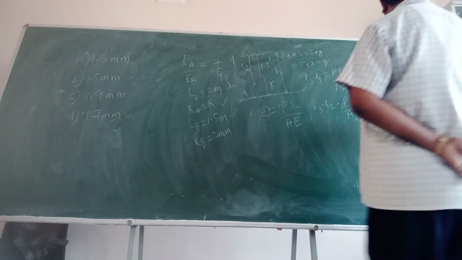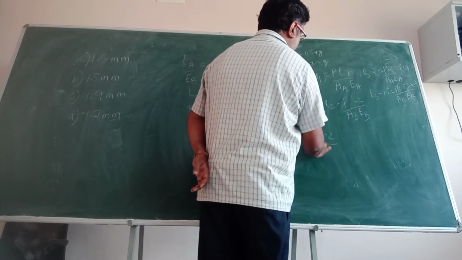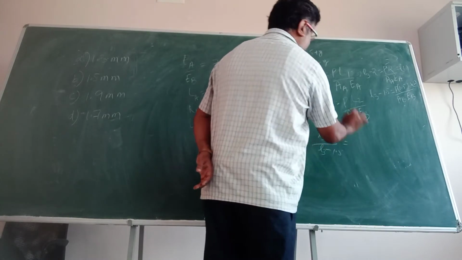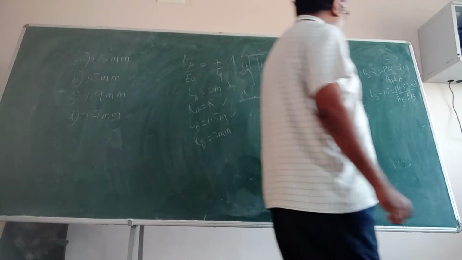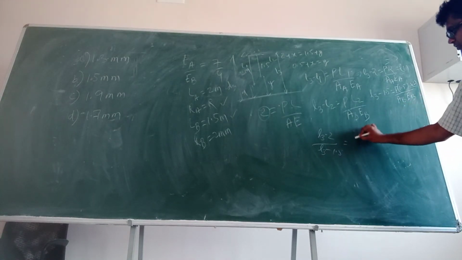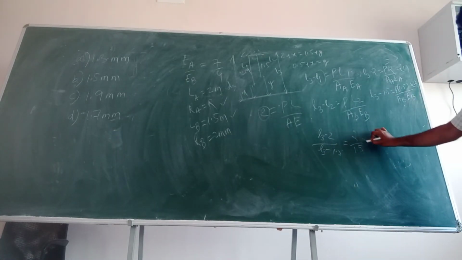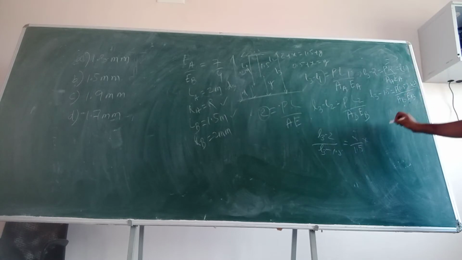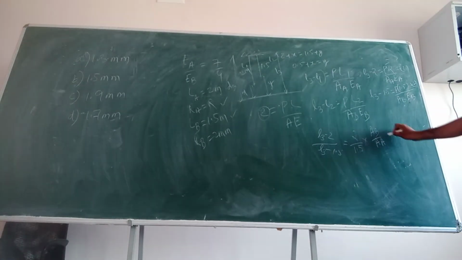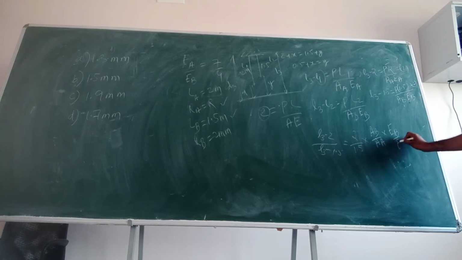So let us divide and see. I get L3 minus 2 by L3 minus 1.5 is equal to, now carefully see, P is common here, so P will be cancelled, okay? So this will be 2 divided by 1.5, into, this will go to the numerator, so it becomes AB by AA, multiplied by EB by EA.